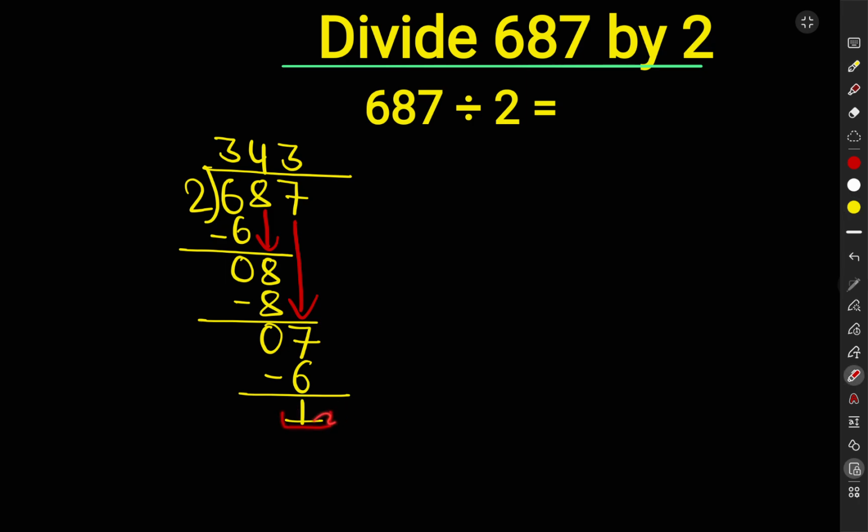So now this 1 is less than 2 and there is no other number to put down. So we take a decimal here so that we can put 0. So it is 10, and 2 times 5 is 10. On subtracting we get 0. So 687 divided by 2 is 343 decimal 5.